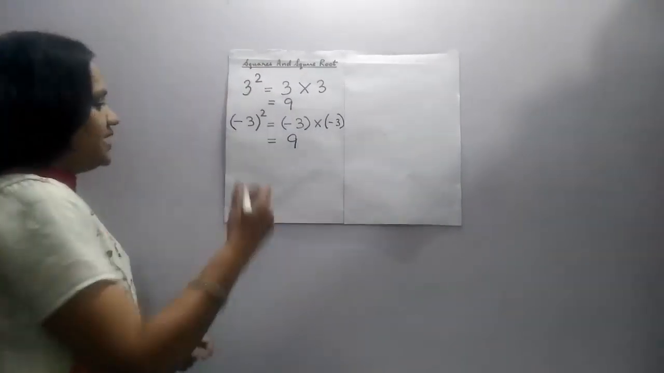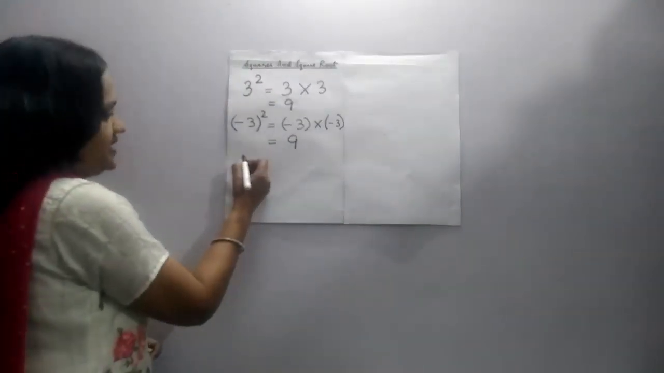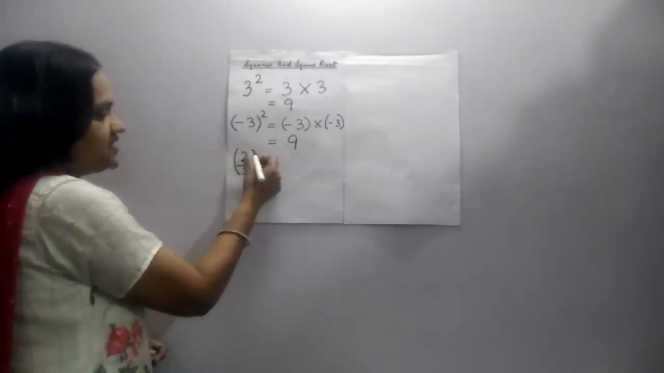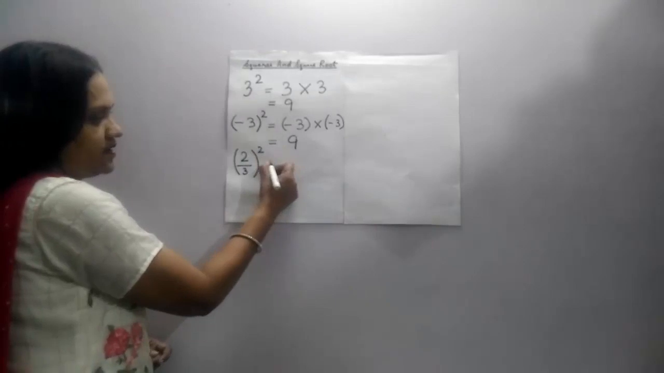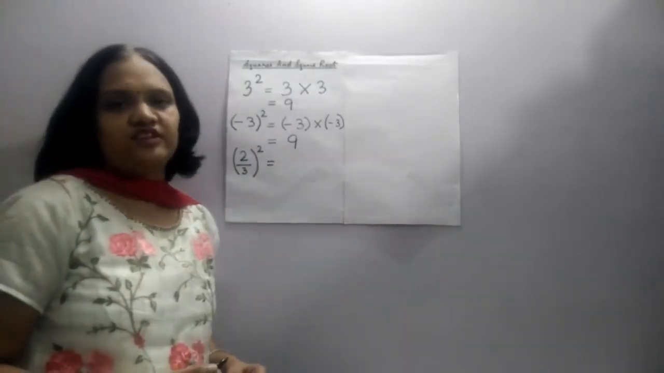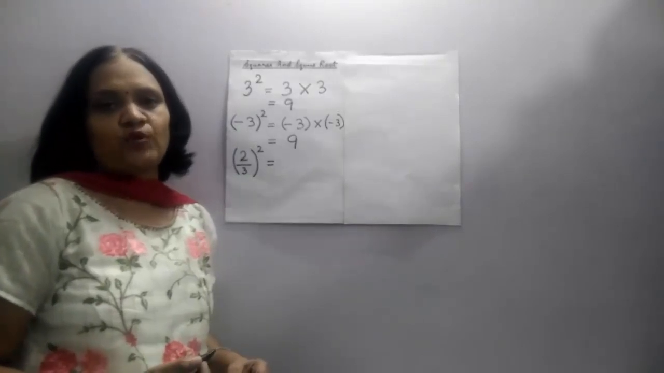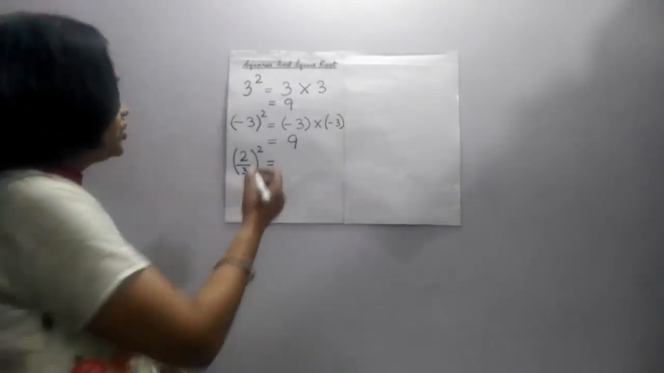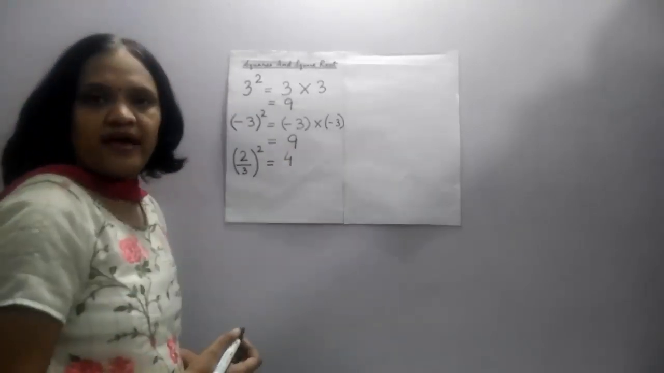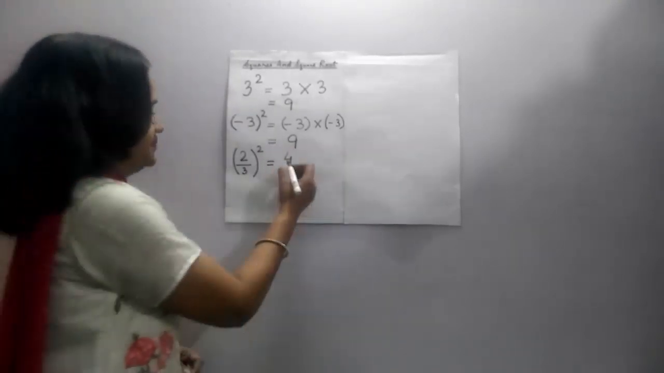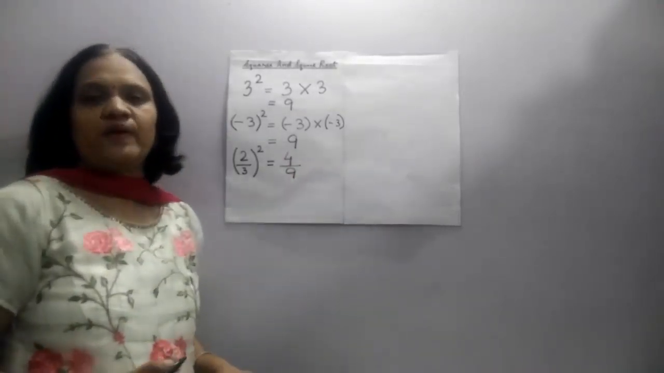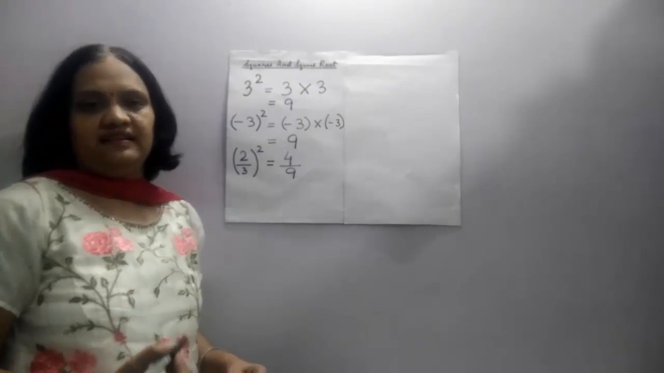Okay, now if you have a fraction, say 2 by 3, and you square it, in this case the numerator and the denominator have to be squared separately. 2 square is 4. What is 3 square? That is 9. So we are getting 2 by 3 whole square is 4 by 9.